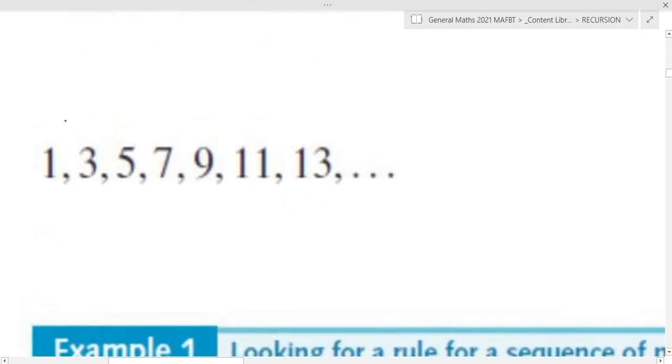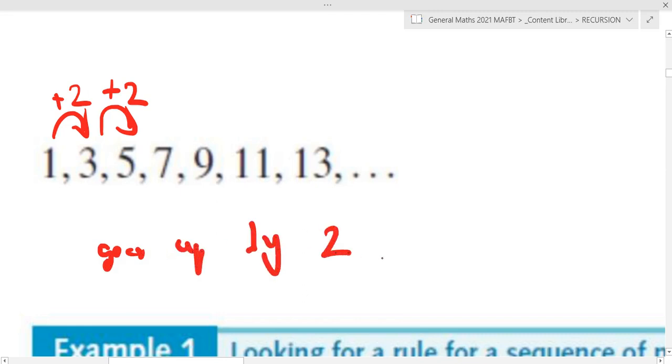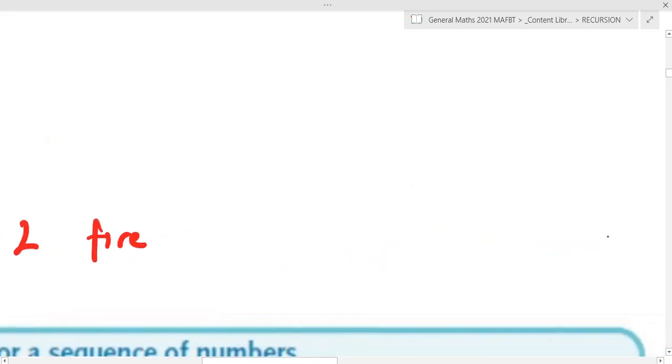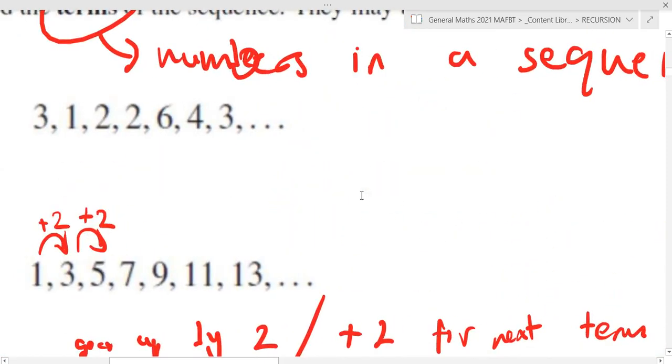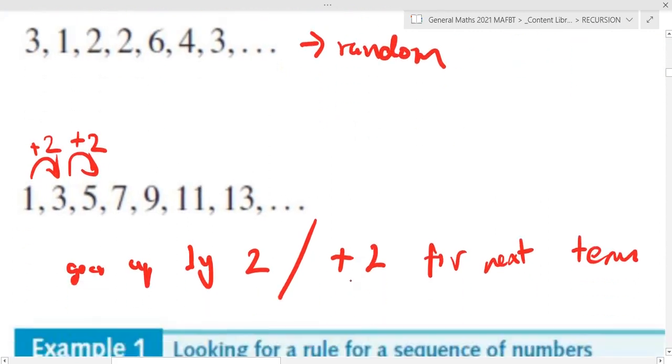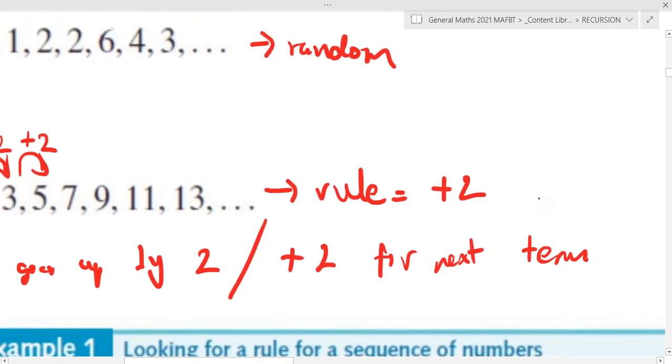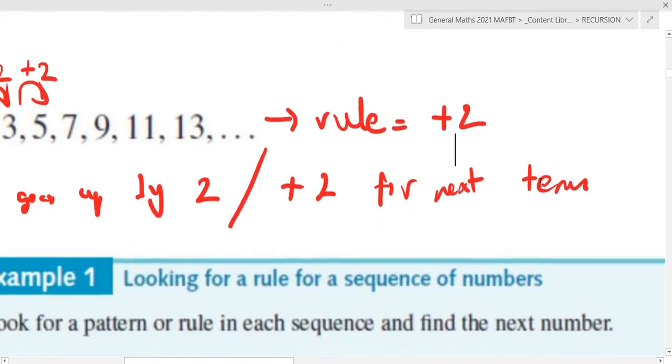Yeah, so it's gone up by 2. That means as a rule, we can say it goes up by 2, or you could say plus 2 for the next term. So you can see that your number patterns will either be random, so this is random, but this one down here has a certain rule. And now you can just write rule equals plus 2 or something like that for the moment. Are we writing the notes, boys? You've already missed out on half of them.